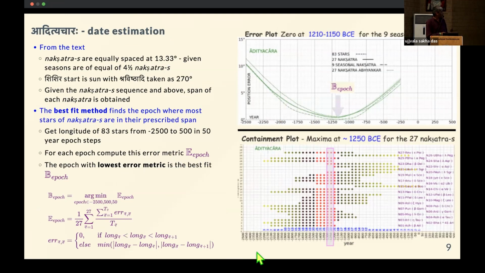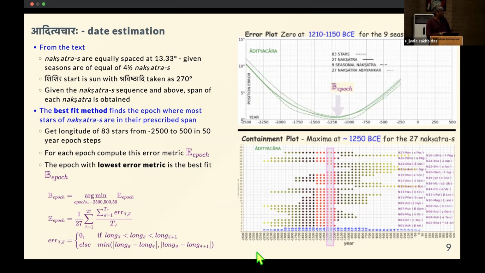And for that, we define an error measure. The idea of the error measure is that if the taras of the nakshatra fall in their band, they're considered a perfect fit. If they're outside the band, then the distance to the nearest boundary is taken as the error for that nakshatra. So using that measure for multiple epochs from minus 2500 to 500 in steps of 50 years, it measures the error for each of those sets: 83, 27, 9, and 27 Iyengar. I'll come back to that in a bit.